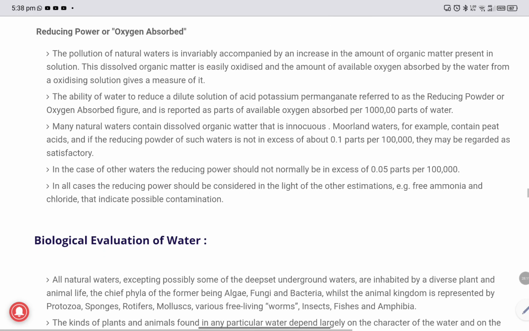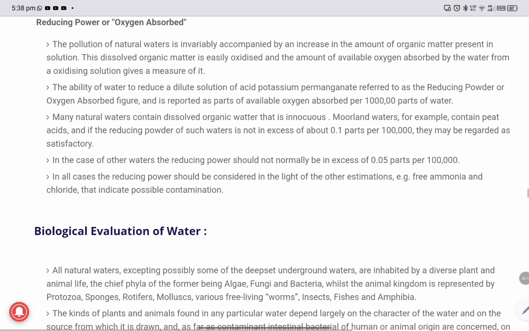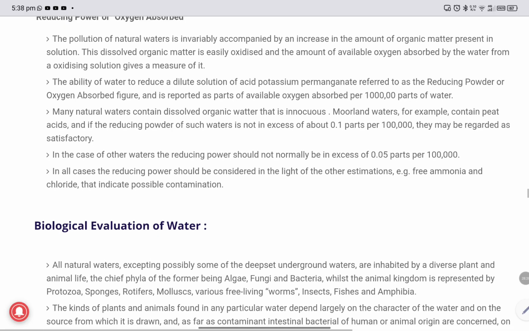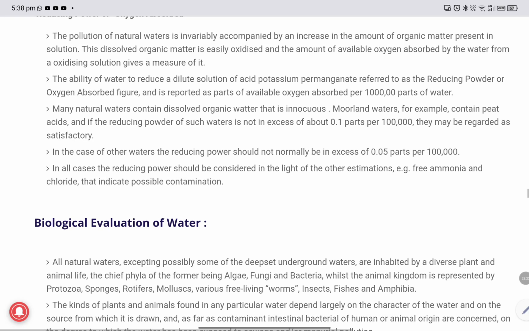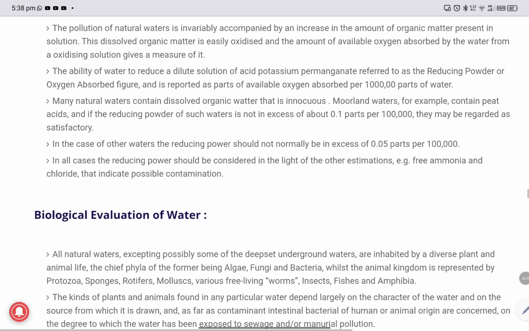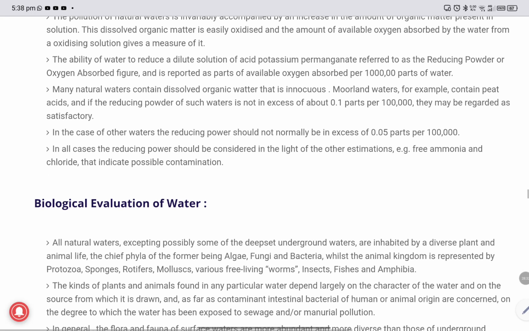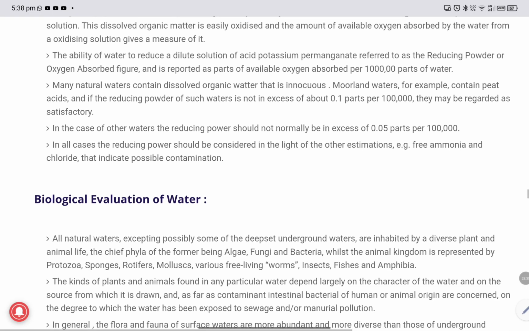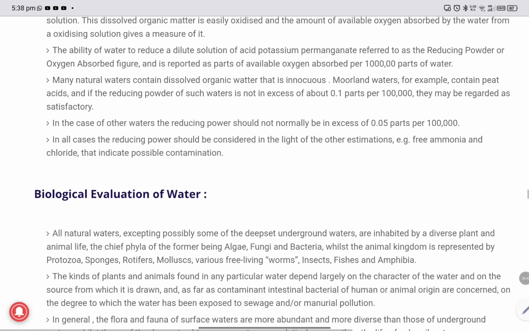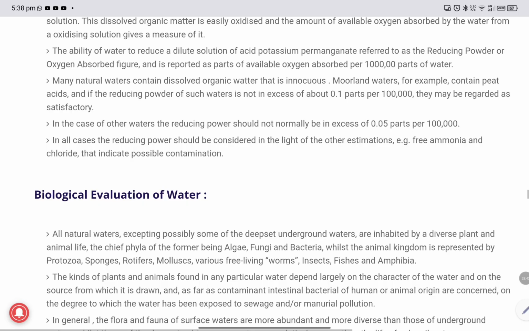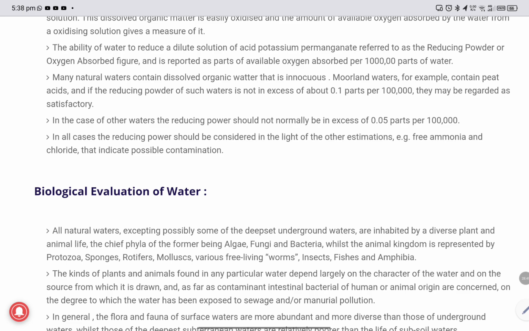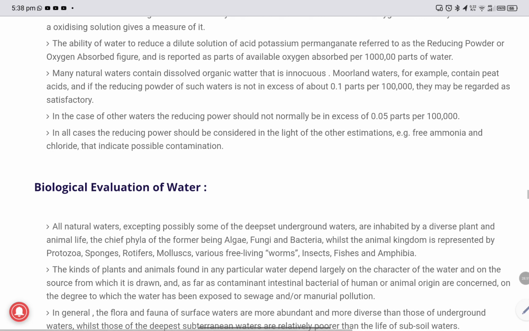The ability of water to reduce a dilute solution of acid potassium permanganate is referred to as the reducing power or oxygen absorbed figure, and is reported as parts of available oxygen absorbed per 1 lakh parts of water. Many natural waters contain dissolved organic matter that is innocuous. Moorland waters, for example, contain peat acid, and if the reducing power of such waters is not in excess of about 0.1 part per 1 lakh, they may be regarded as satisfactory.